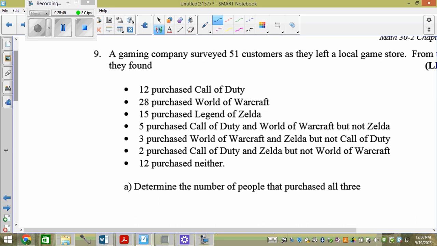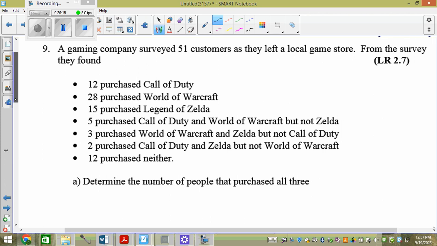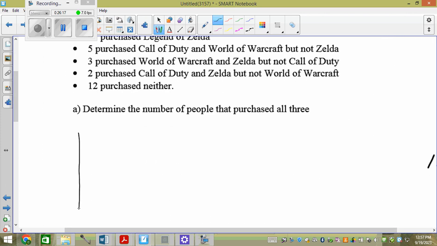Okay. This one says a gaming company surveyed 51 customers as they left a local gaming store. From the survey, they found 12 purchased Call of Duty, 28 purchased World of Warcraft, 15 purchased Legend of Zelda, 5 purchased Call of Duty, World of Warcraft, but not Zelda, 3 purchased World of Warcraft and Zelda, but not Call of Duty, 2 purchased Call of Duty and Zelda, but not World of Warcraft. That just means Call of Duty and Zelda only, right? 12 purchased neither.